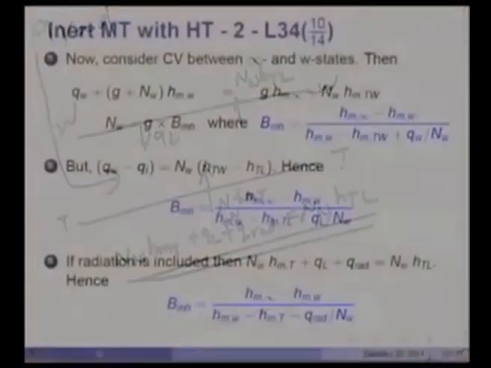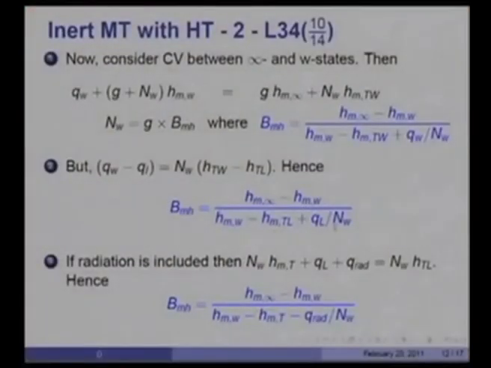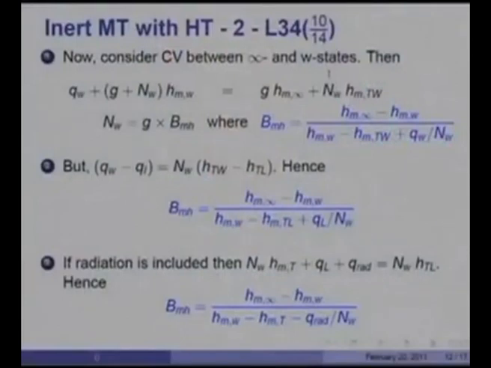And then you will see that I can even replace QL divided by Nw, Hmtl by minus Hmt minus Qrad by Nw. So, a variety of expressions for Bmh can be found when considering mass transfer with heat transfer. This is of great relevance because different expressions come handy depending on the problem at hand, the mass transfer problem at hand, as we will discover when we solve practical problems.